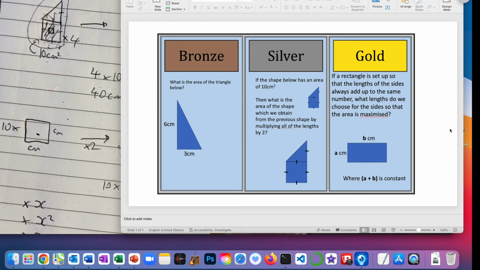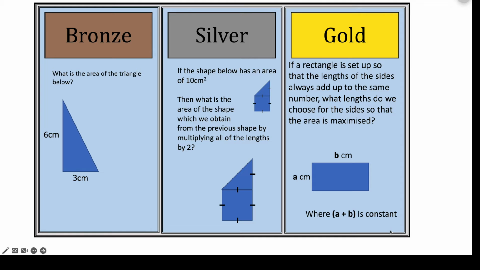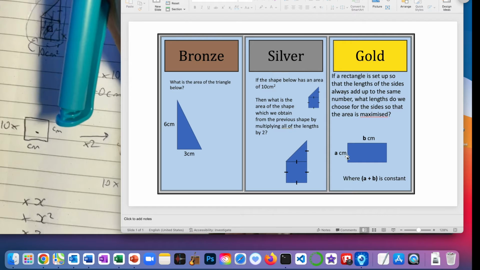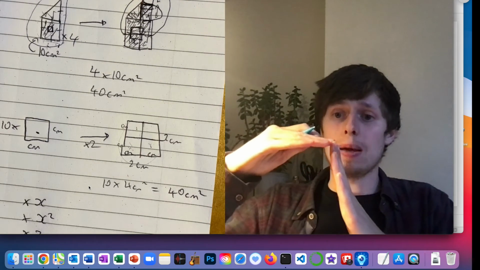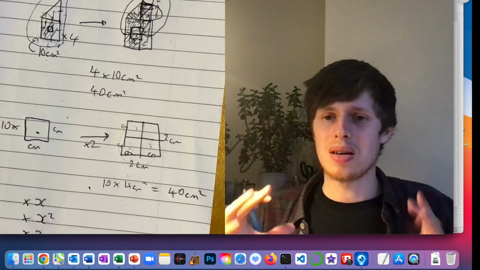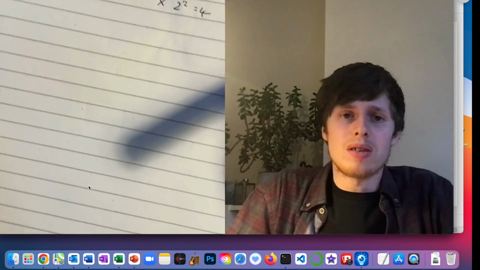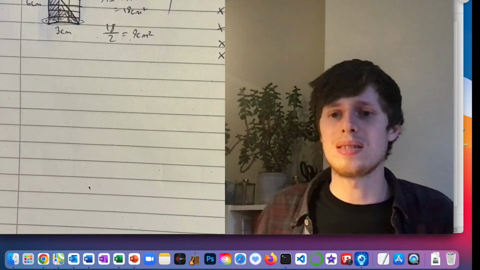But anyway, bronze question. So this is what the question reads. If a rectangle is set up so that the lengths of the sides always add up to the same number, what lengths do we choose for the sides so that the area is maximized? So if these lengths here add up to a constant number, let's say it added up to 4, we can have either 1 and 3, 2 and 2, we can have 1.5 and 2.5. The possibilities are endless, but what lengths do we choose A and B to be so that the area is maximized? Now you might assume that the area is going to be the same for all of them, but let's just quickly see how that's not true.